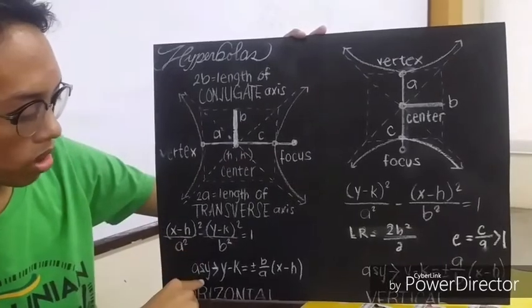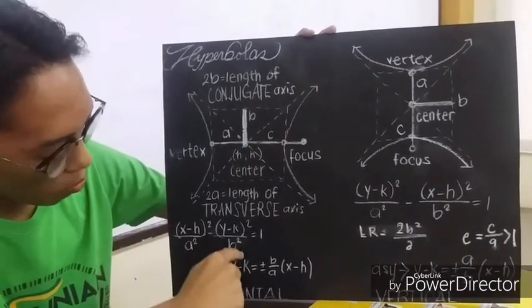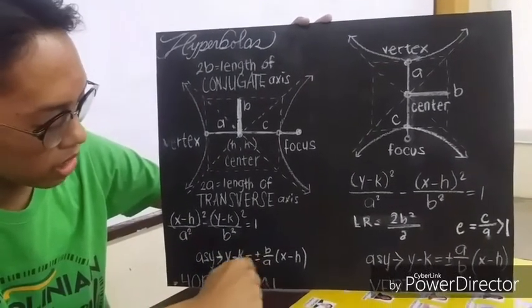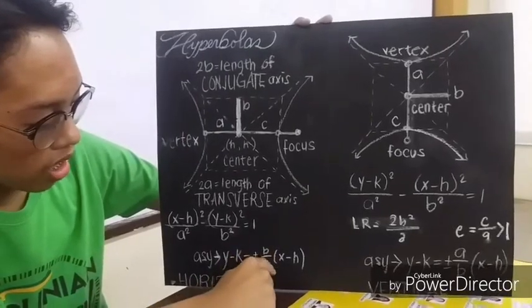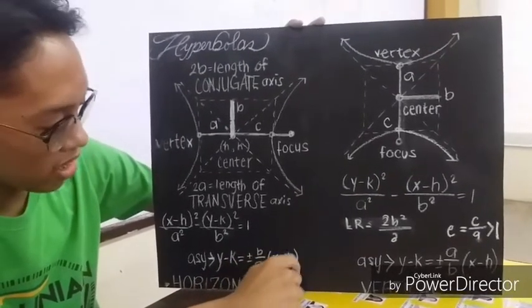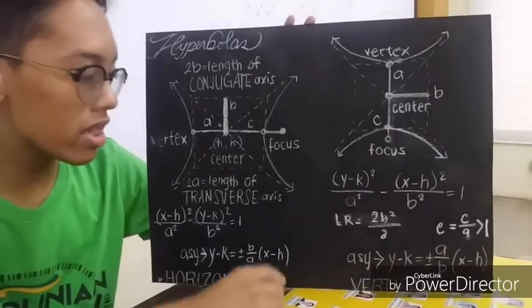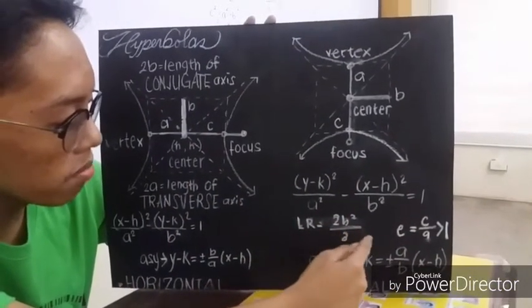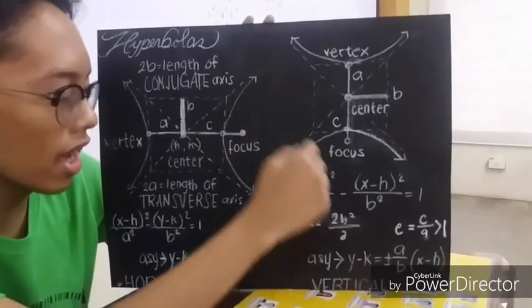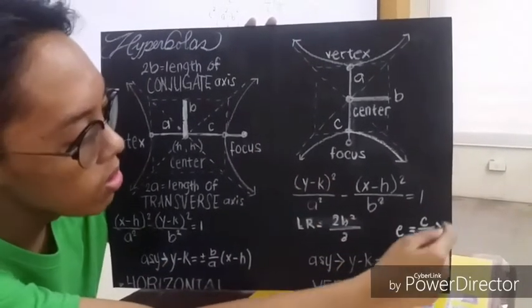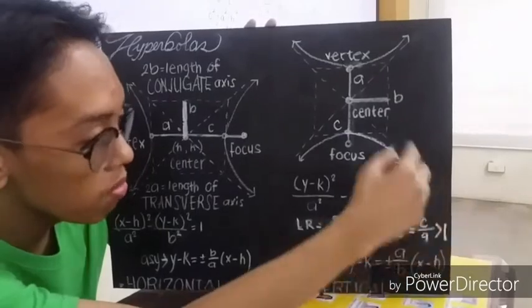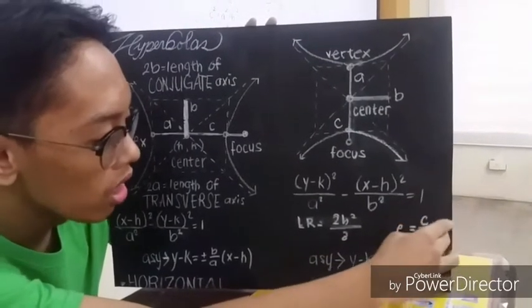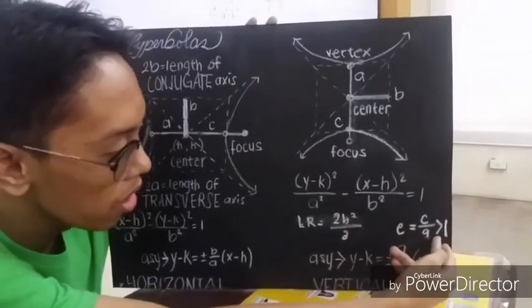Now for the asymptote, it will be y minus k equals plus or minus b over a times (x minus h). To find its latus rectum, you will do 2b squared divided by a, and to find its eccentricity, you will do c over a, which you must always remember in a hyperbola is greater than 1.